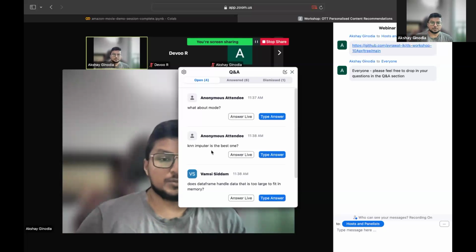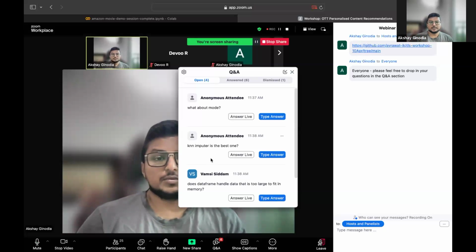K&N imputer might be a little more complex, right, to maintain and handle. So there is no single best one. It depends on the context and the data set.